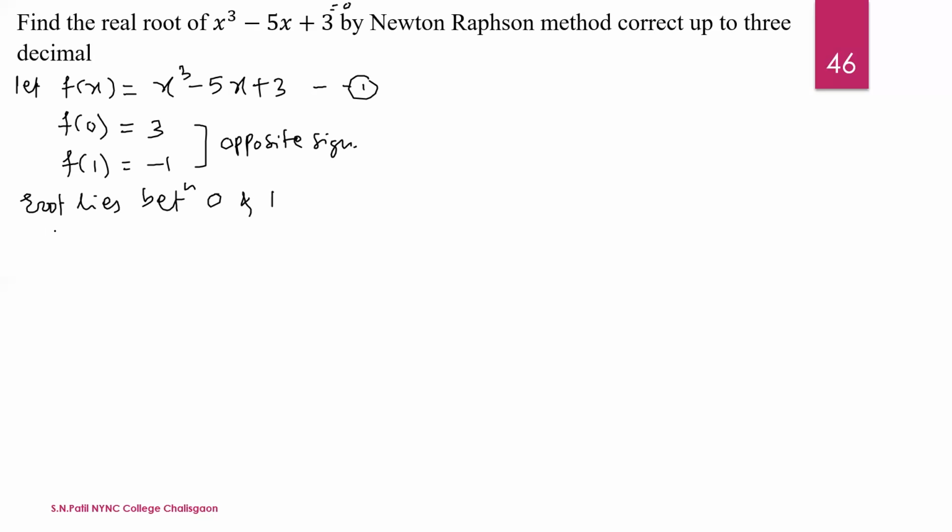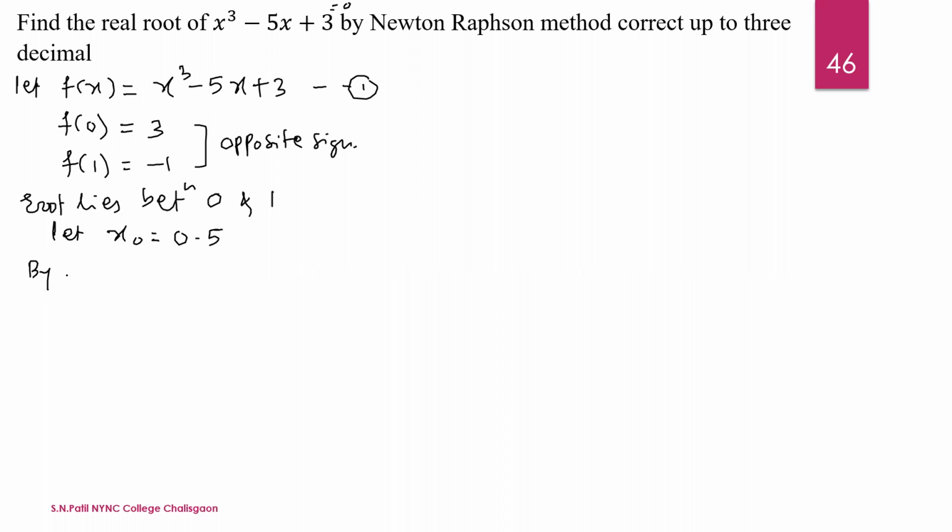That is, choose x naught. Instead of 0, we choose x naught is equal to 0.5. Okay. Now first, here we identify the generalized formula of Newton-Raphson.